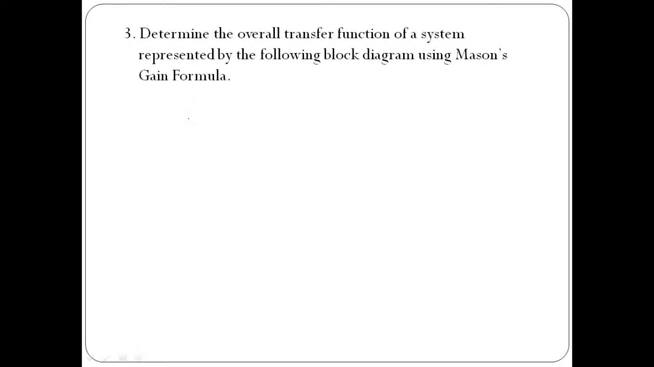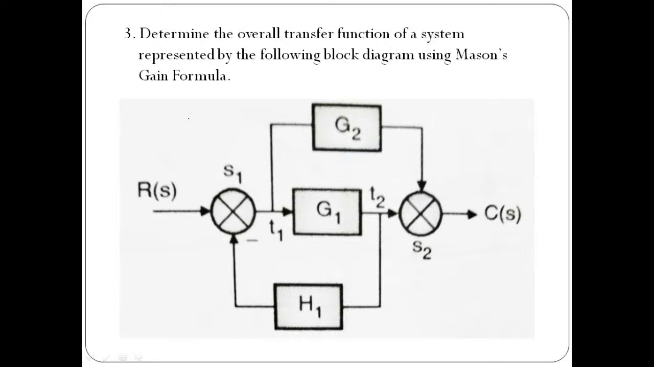Okay, so determine the overall transfer function of the system represented by the following block diagram using Mason's gain formula. Now, in this case, we have represented the system in a different form. This is nothing but your block diagram representation. So here, the system is represented in the form of a block diagram, and now our objective is to find its transfer function using Mason's gain formula. What will be the transfer function?